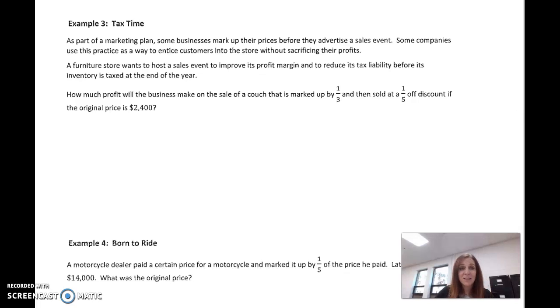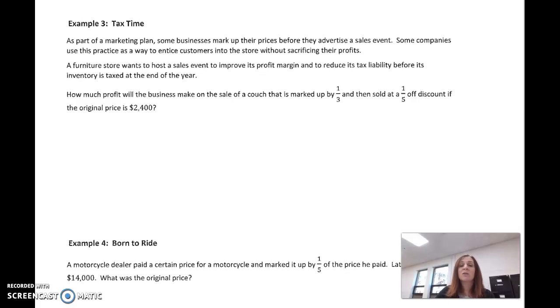It says part of the marketing plan, some businesses mark up their prices before they advertise a sales event. Common practice, they have to make money. So whatever they buy, it's called at wholesale, they mark it up so they can make money. They can pay for the product and then they make a profit. That profit is important. They need it to pay employees, they need to pay utility bills, and they want to make some money. So a lot of times when they put something on sale, they're still making money on it. And that's kind of what you're going to see in this problem here.